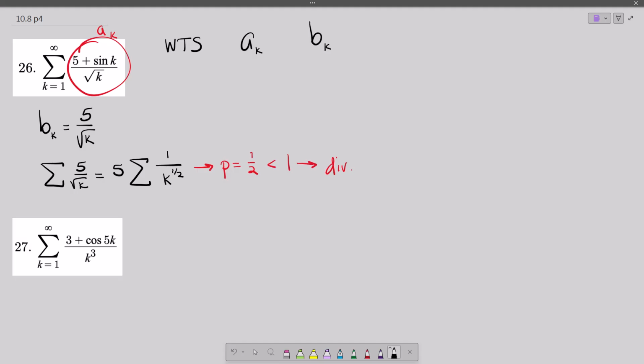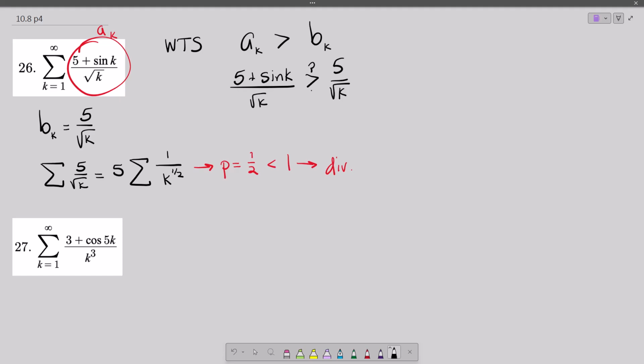So bigger than diverging will diverge. Smaller than converging will converge. So we would like to show that the a's are bigger than the b's. If the a's are bigger than the b's, then the a series also diverges. So that's what we want to show. So let's take a look. So we're going to take the a sub k, 5 plus sine over square root of k. We don't know, so we put a question mark right there. We're not sure, is that?